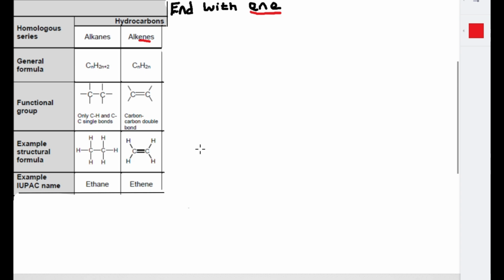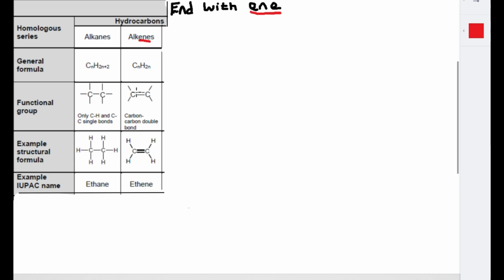But remember that the alkanes, which is the first homologous series that we looked at in the previous lesson, we said that the alkanes end with ANE. But how about the alkenes? They will end with ENE. That's how you see them. And then the alkenes have got the double bond in between the carbons.